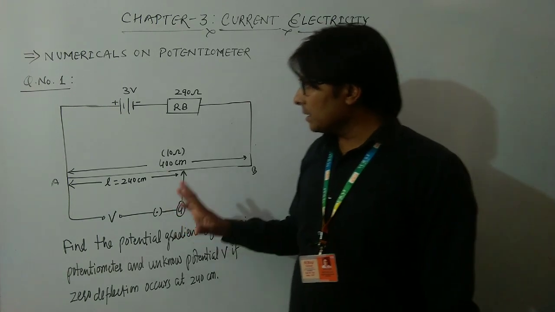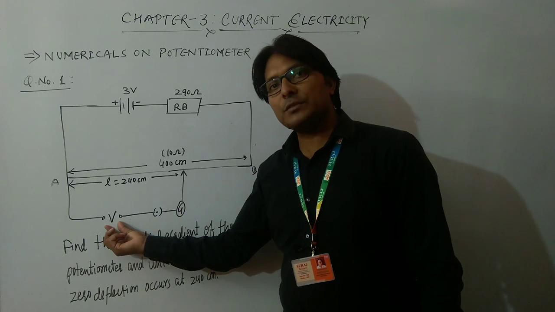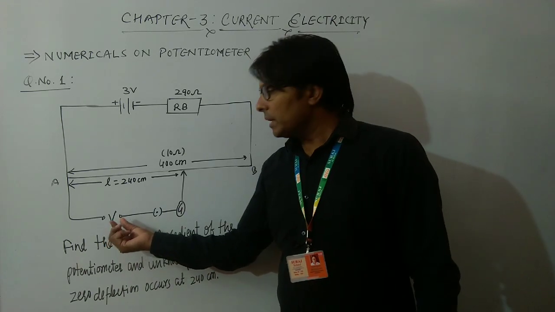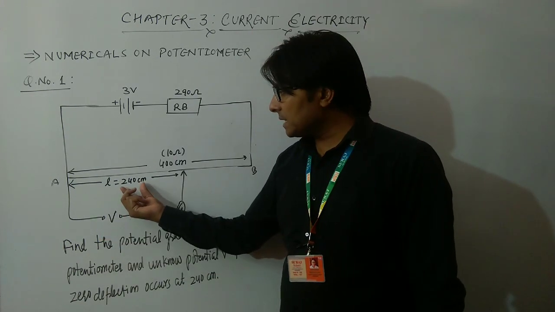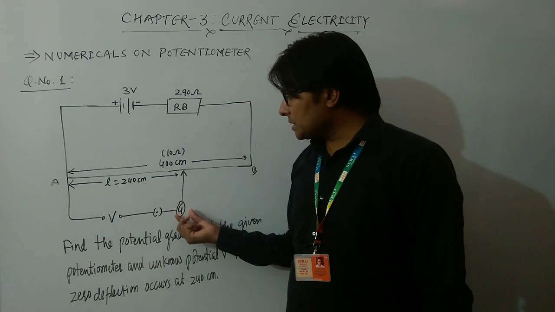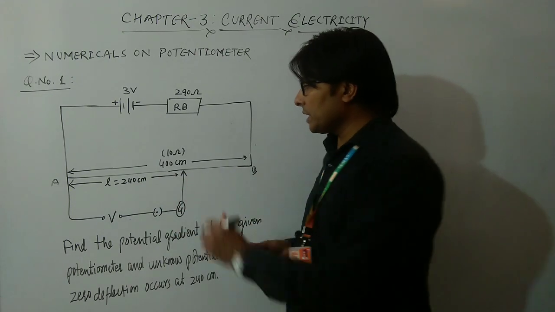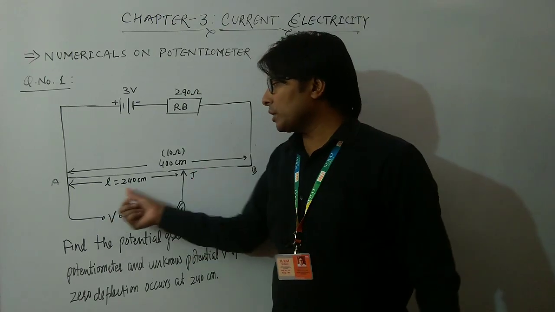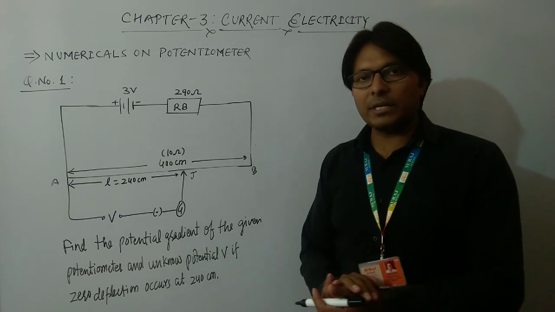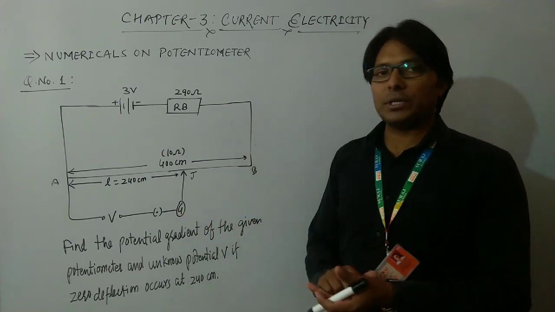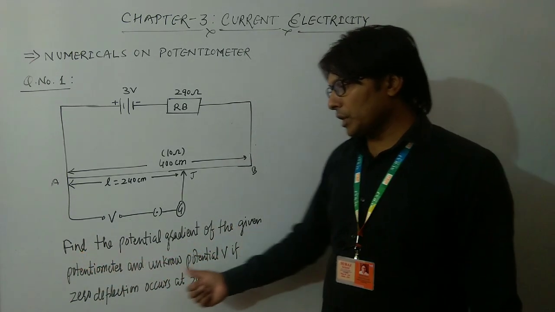In the secondary circuit, this voltage V has been given, whose value we have to find out. Corresponding to this potential, the balance length is 240 centimeter, meaning the deflection in the galvanometer becomes 0 when the jockey reaches 240 centimeter from point A. So this much information has been provided in this diagram. Let us try to understand this question. Find the potential gradient of the given potentiometer.